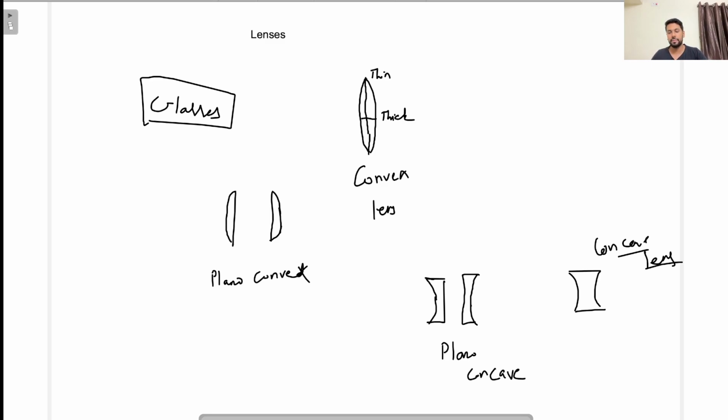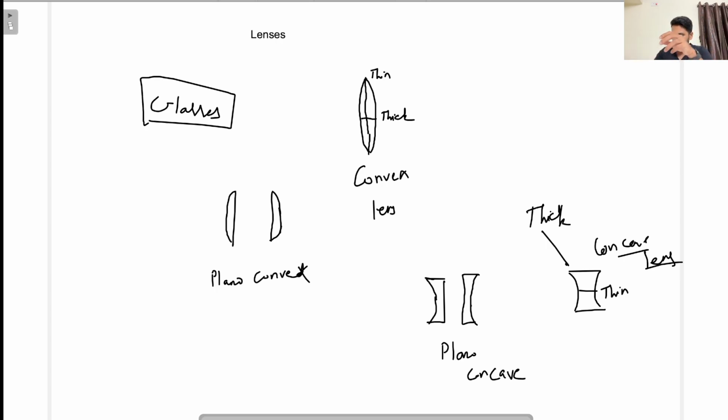If you see the concave lens, they are thin at the center and thick at the top. So the geometry is just opposite to convex. In convex, the center part is thick and the top part is thin, whereas in the concave lens you would see that the center part is thin and the top part is thick. So this is the basic geometry of any lens.